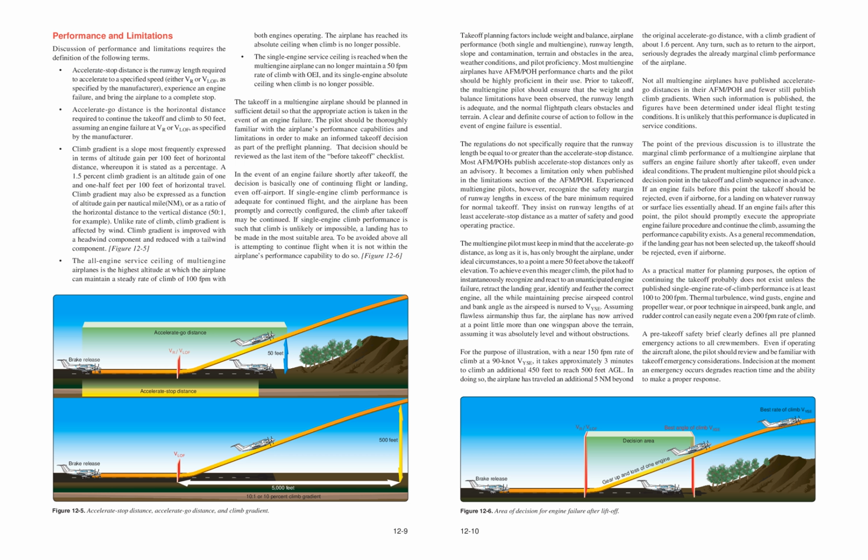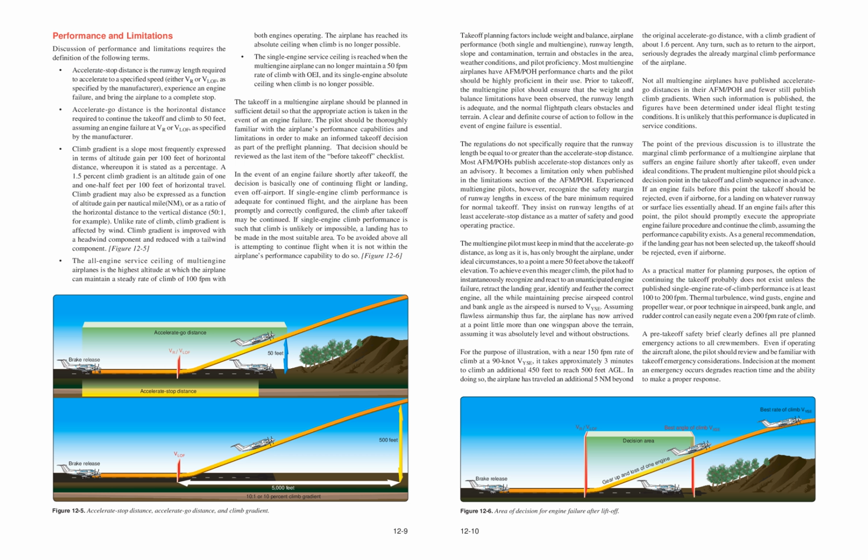The multi-engine pilot must keep in mind that the accelerate-go distance, as long as it is, has only brought the airplane, under ideal circumstances, to a point a mere 50 feet above the takeoff elevation. To achieve even this meager climb, the pilot had to instantaneously recognize and react to an unanticipated engine failure, retract the landing gear, identify and feather the correct engine, all the while maintaining precise airspeed control and bank angle as the airspeed is nursed to Vyse. Assuming flawless airmanship thus far, the airplane has now arrived at a point little more than one wingspan above the terrain, assuming it was absolutely level and without obstructions.